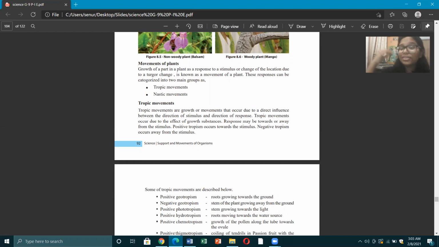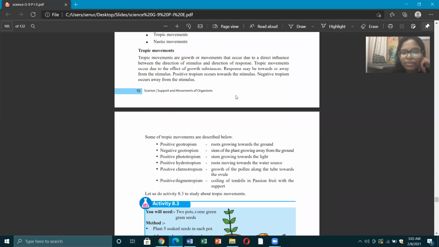Okay, so what is the significant characteristic of tropic movements, children? It's the fact that there is a very direct influence between the direction of the stimulus and the direction of the response.